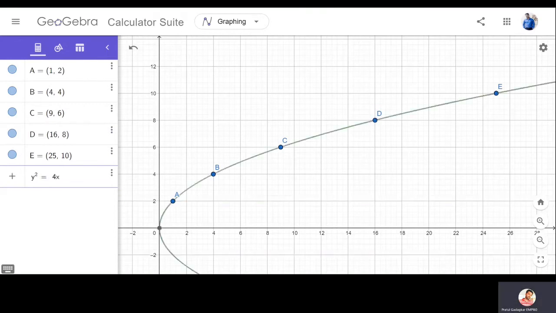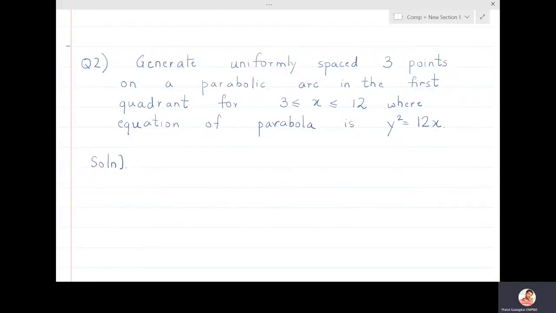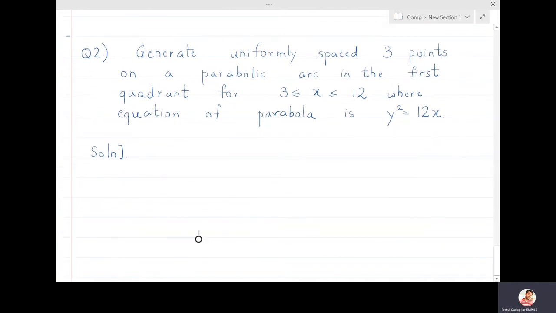See, those 5 points are exactly on this parabolic arc in the first quadrant, where y goes from 2 to 10. So in the second problem, we will now generate uniformly spaced 3 points on a parabolic arc in the first quadrant, where x has values between 3 to 12 and the equation of the parabola is y square equal to 12x. Now if I compare this parabola y square equal to 12x with the standard parabola y square equal to 4ax, we understand that the value of a is equal to 3. Here the values of x lie between 3 and 12, so x min is 3 and x max is 12.